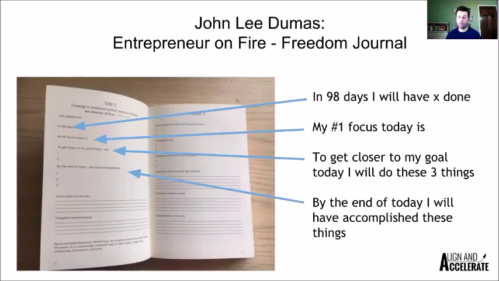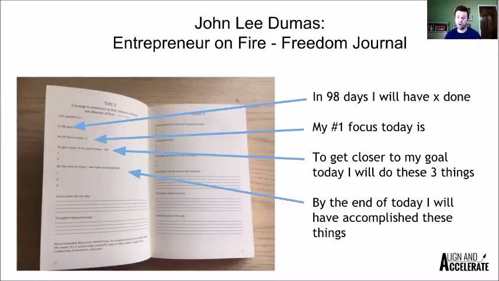So I got it for research in this course. I took a picture of one of the pages, and it says at the top, in 98 days, I'll have done X. And you can see what he's doing is connecting today to some far off goal. It's like, in 98 days, I will get this done. My number one focus today is this. That's the second thing. And so this is what you're doing today in order to achieve that far off goal.